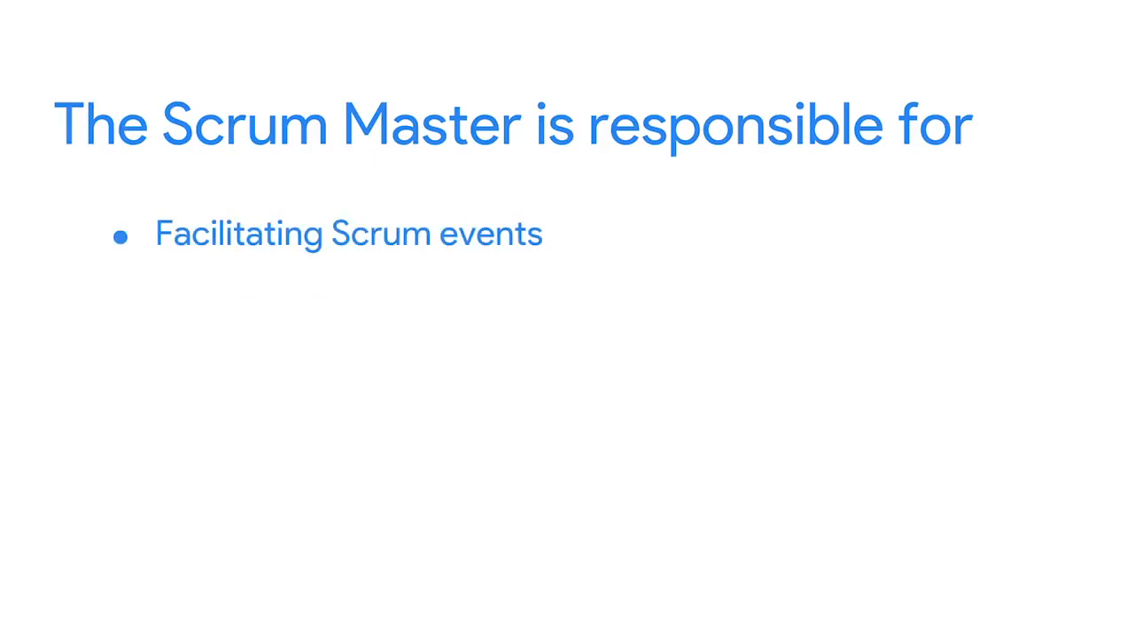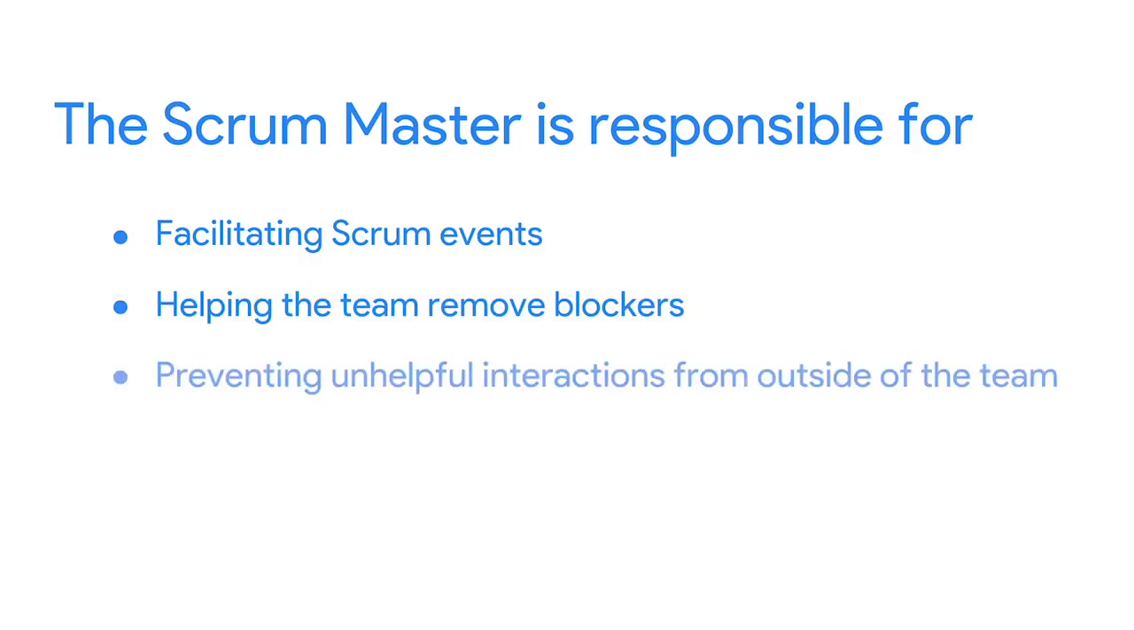The Scrum Master helps the team remove any blockers to their progress, such as missing information or access to training or tools. The Scrum Master also prevents unhelpful interactions or interruptions coming from outside of the team. At this point, you may be wondering, how am I going to do all of that? Well, you probably already have many of the traits that Scrum Masters need to execute these tasks.